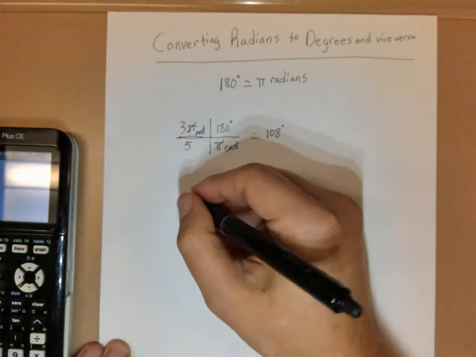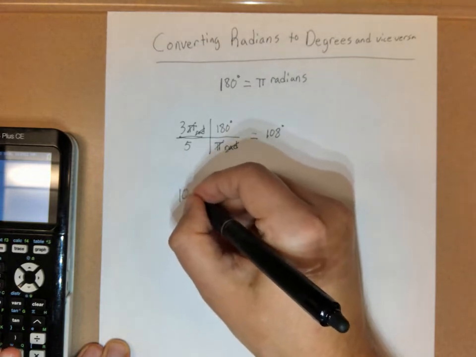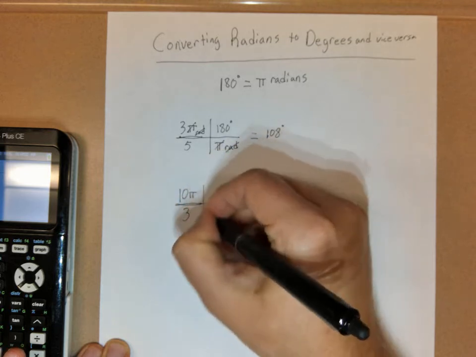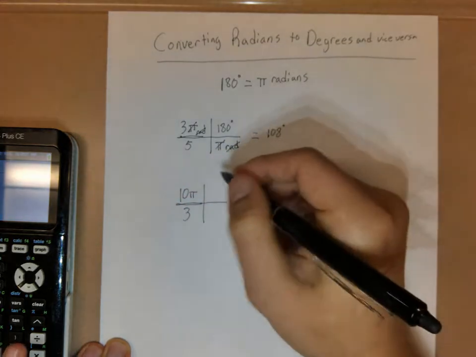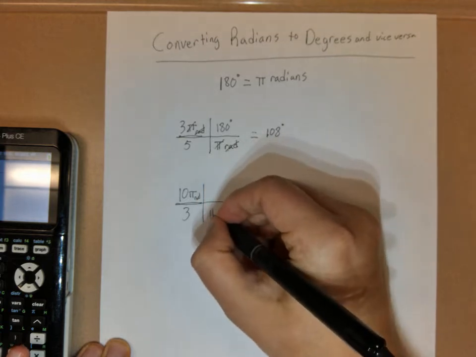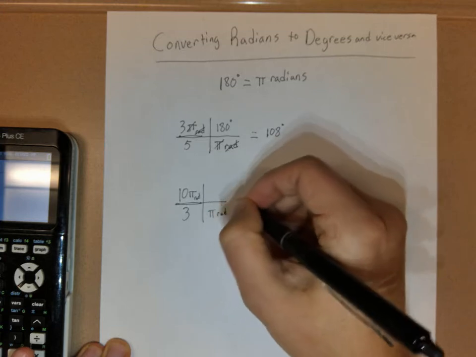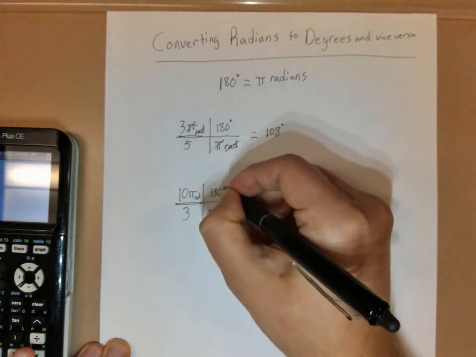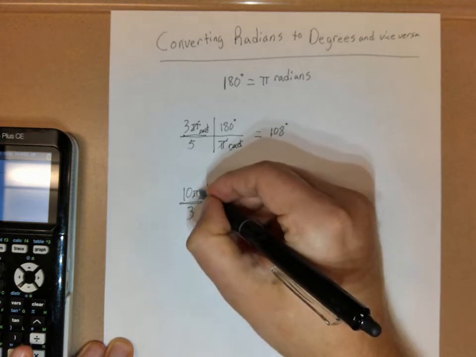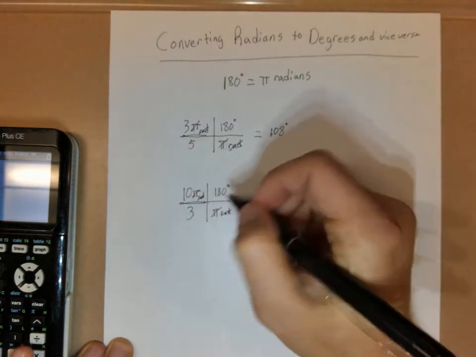We can do one more example here. Let's say that I had 10 pi over 3. It'll always work out this way, where the unit you have here is radians. You want to get rid of radians, so that pi is going to go on the bottom, and then 180 degrees will go on the top. Those will cancel out. Same thing with your pi's. And so then you'd be left with 10 times 180 divided by 3.